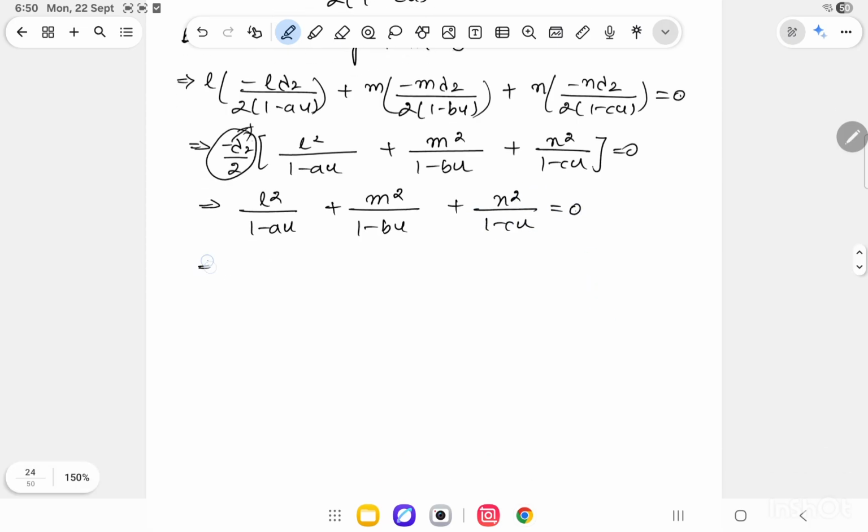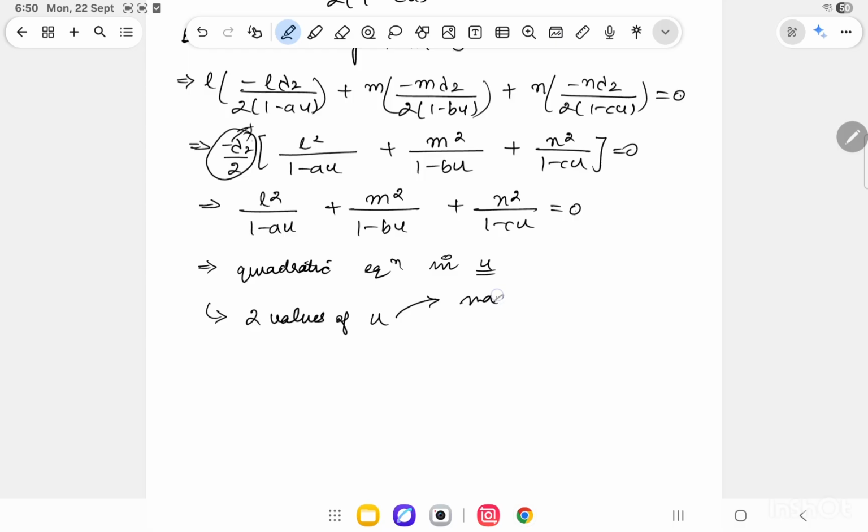If you simplify it, you'll get a quadratic equation in u, and you can solve it for the values of u. That will give me two values of u. One will be the maximum value and the other will be the minimum.